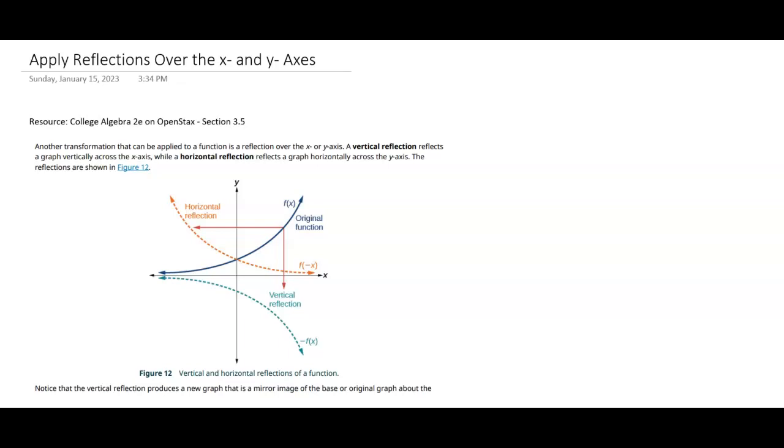This video is the third and final video over transformations and translations of functions on their graphs. So one more transformation that can be applied is a reflection over the axes. A vertical reflection takes the f of x function and flips it over the x-axis. Positive y's become negative y's.